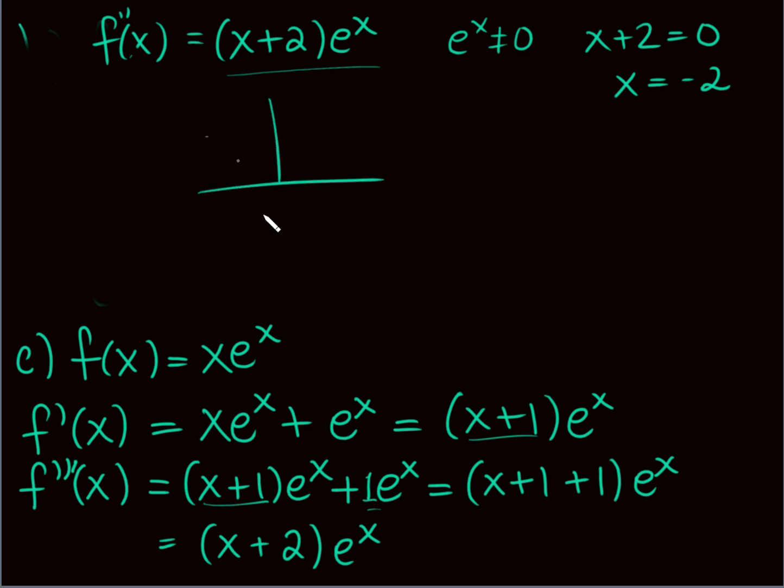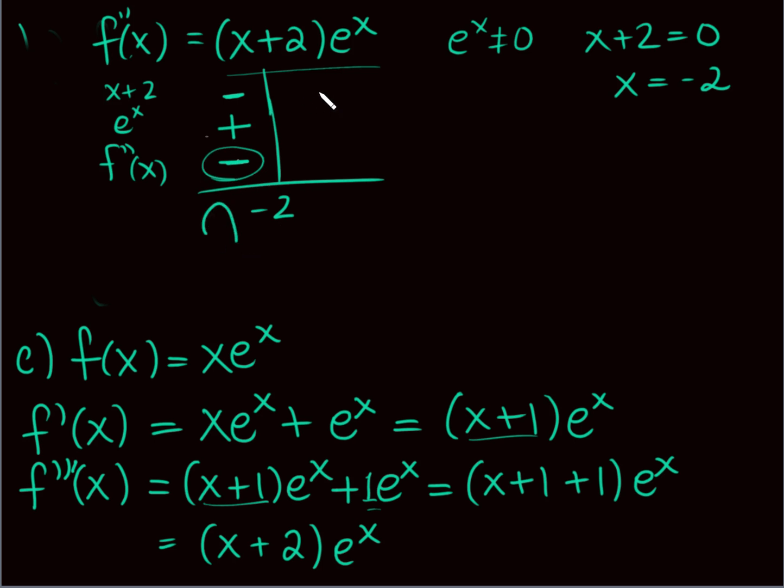So if I test again at negative 2, so this is f double primed, and we can even do similar to what we had done with the first derivative, I can test x plus 2. I can test e to the x. Guys, that's always positive, so you don't really have to test it. But then I can see what my second derivative is. If I put in negative 3, plus 2 is negative. E to the negative 3 is positive. So what do I know about my second derivative? It's negative, so I'm concave down.